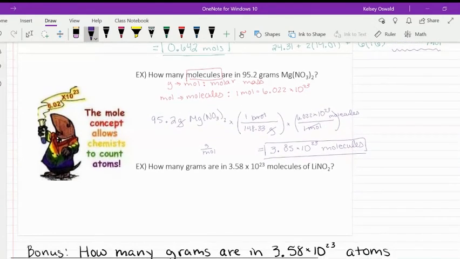Okay. Awesome. So in our next example, we're going the other way. So here we're starting with molecules, and our goal is to get to grams.